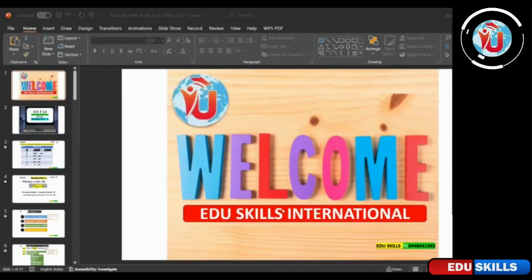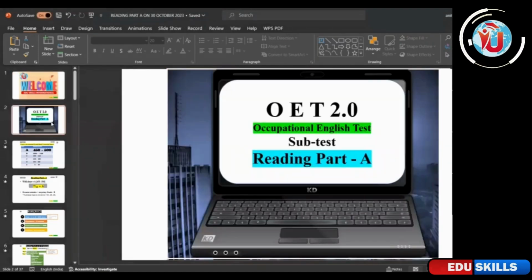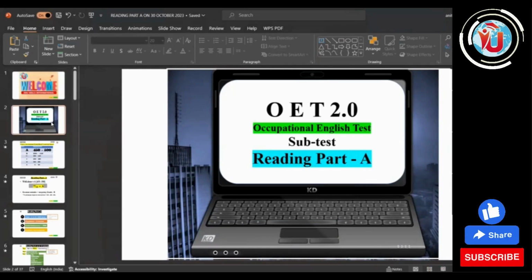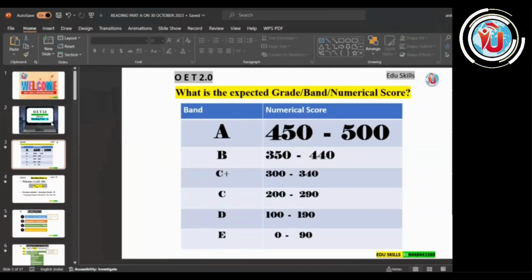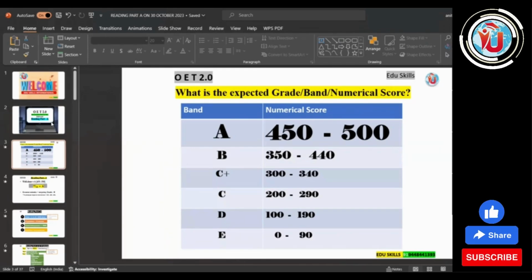Okay. Today we are going to discuss reading Part A of the OET 2.0 Occupational English Test. What is the expected grade? Band A, numerical score 450 to 500.